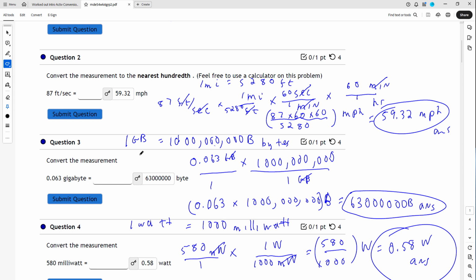Number 3, 1 gigabyte. Okay, so you have 1 billion bytes. So to multiply 1 gigabytes to cancel, 1 billion bytes up there, up top. Gigabytes cancel, and I multiply across. I end up with, what's it? 63 million bytes, my final answer.